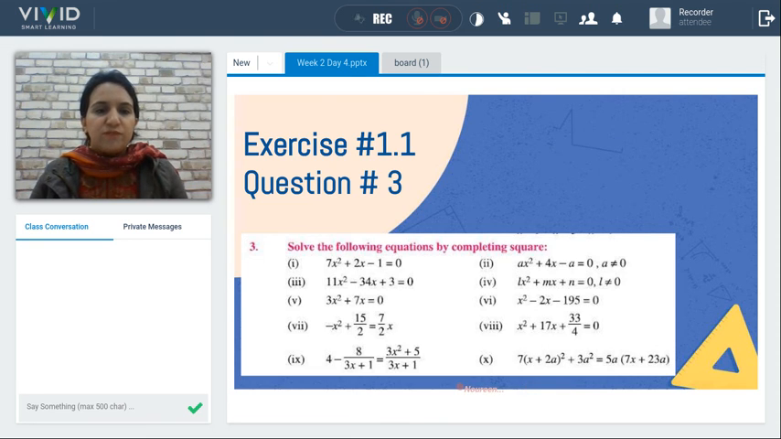We will do question number 3 tomorrow, and that was all for today. Question number 3, we will be solving the equations by completing the square.